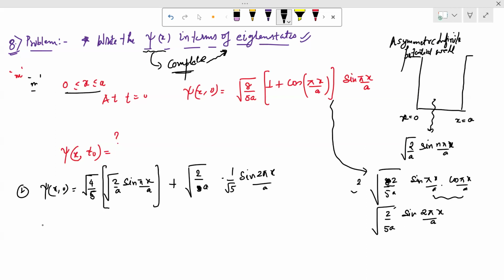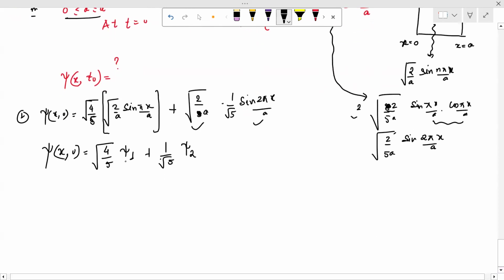So I hope you are getting what I want to convey: whenever a question comes, try to write your wave function in the form of the eigenstates. This is root over 4 upon 5, and this is nothing but psi 1 plus 1 upon root over 5, and this is simply psi 2. So your wave function can be written as root over 4 upon 5 psi 1 plus 1 upon root 5 psi 2.